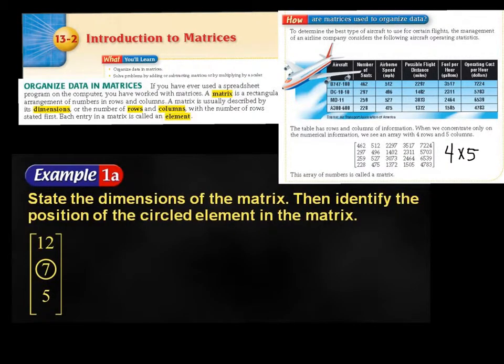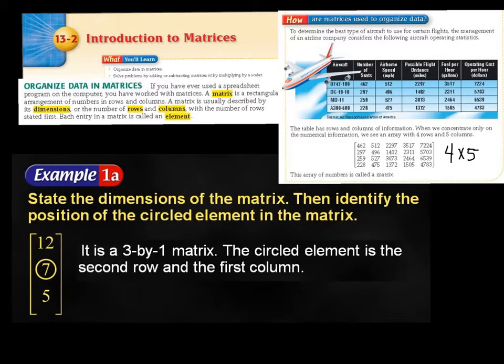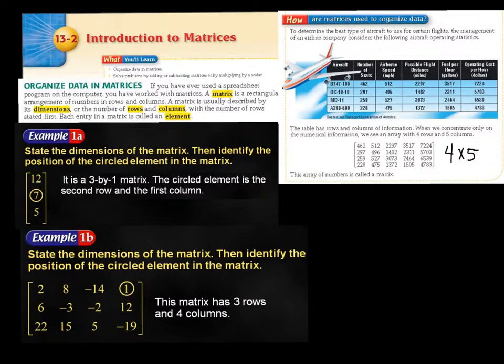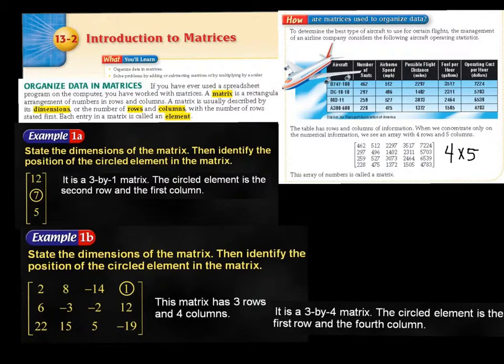State the dimensions of the matrix, then identify the position of the circled element in the matrix. This matrix has only one column, so it is a 3 by 1 matrix, going rows by columns. The circled element is in the second row and first column. This matrix has 3 rows and 4 columns, so it is a 3 by 4 matrix, and the circled element is in the first row and fourth column.